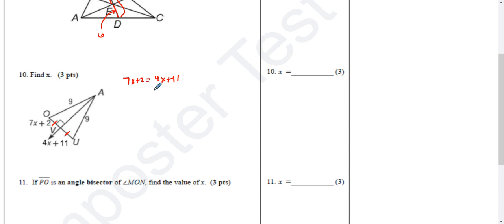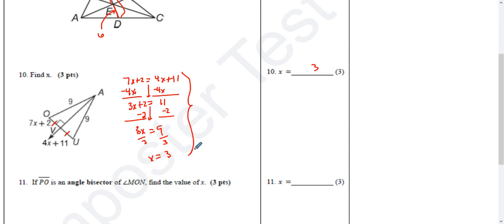So now I just have to solve using algebra. So I'm going to subtract 4x from both sides. 7x minus 4x is 3x plus 2 equals 11. And I want to subtract my 2 from both sides. 3x, the 2's are gone, equals 11 minus 2, which is 9. Divide both sides by 3. And I get x equals 3. That is the answer to this question. This is one that you can get partial credit on because there's work to show.